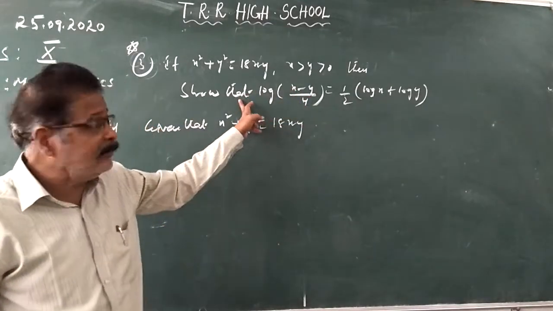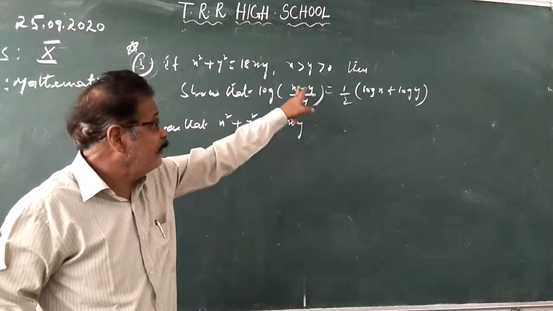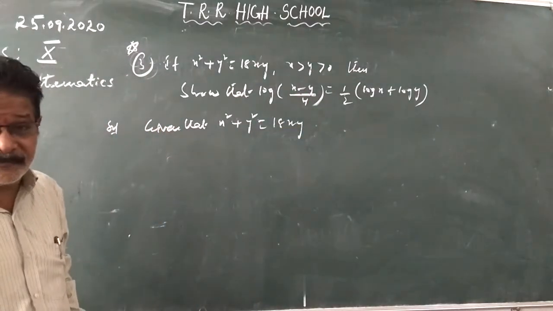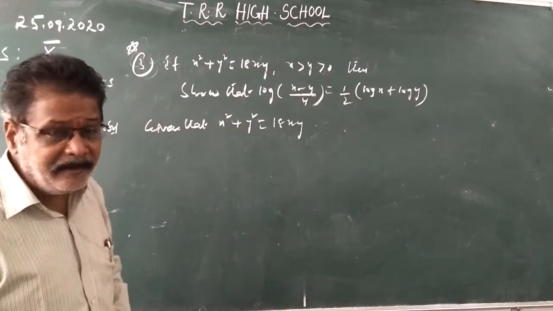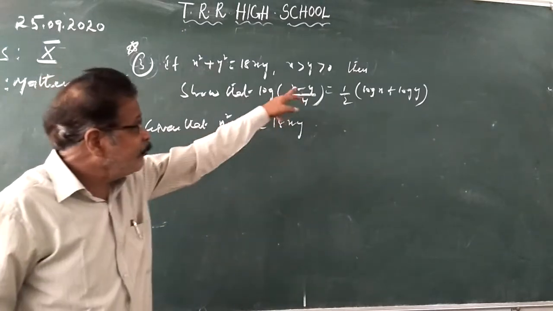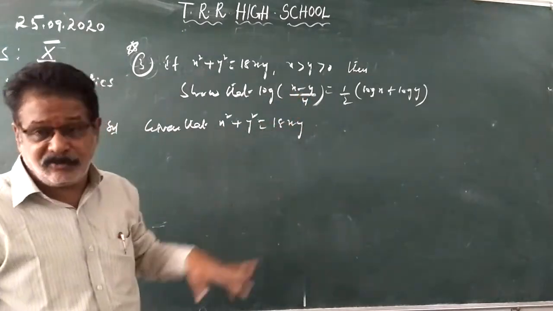We have to show that log of (x minus y) by 4. The minus sign is there. That is why we have to subtract 2xy on both sides, that is, add minus 2xy on both sides. Here plus is there, add plus 2xy. Here minus is there, add minus 2xy, like that.